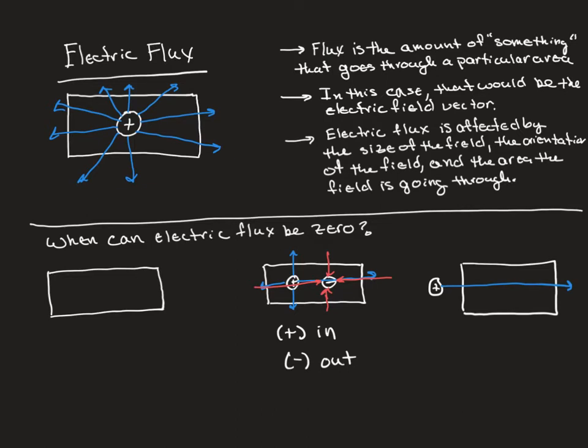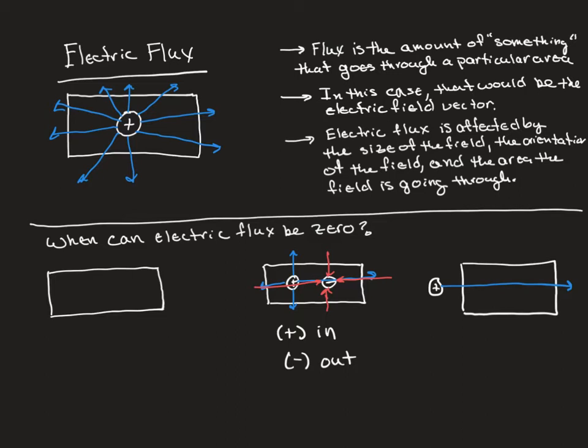And we're going to find out that electric flux is going to be affected by the size of the electric field, so the electric field strength, the orientation of the field, and the area that the field goes through. So the bigger the area, if you don't proportionally increase the amount of electric field strength, you're going to get a smaller flux. So we're going to discuss that in equation form on the next slide, but I want to briefly go through the concept of when can electric flux be zero.